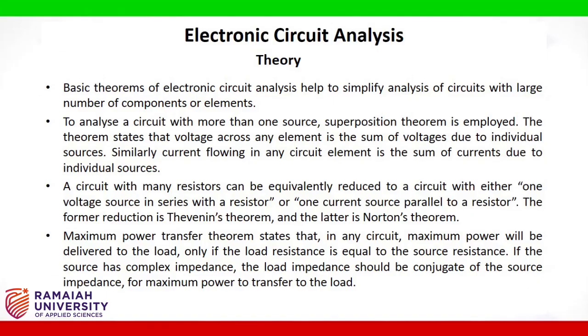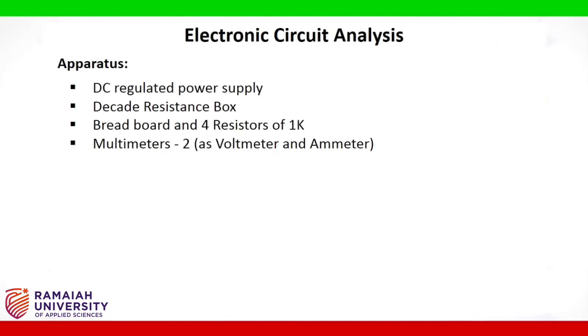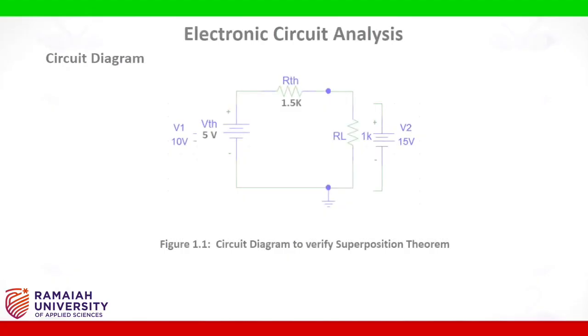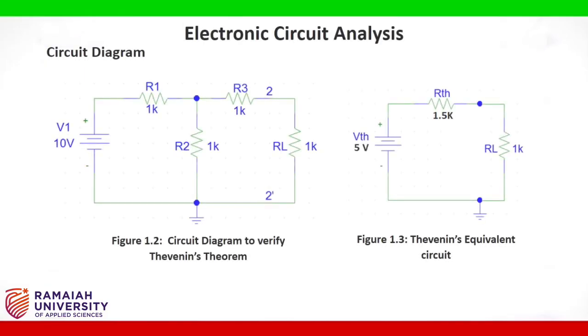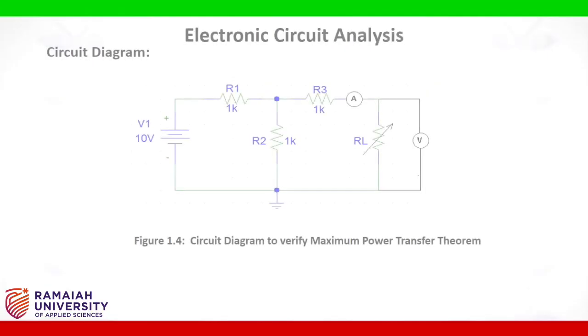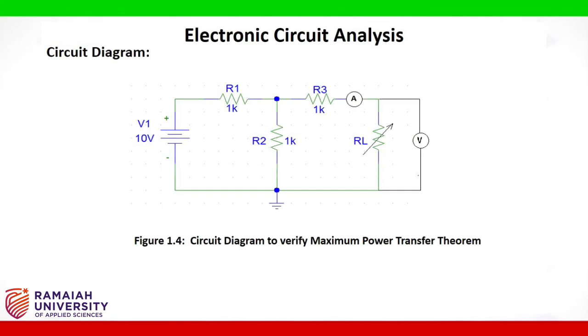transfer to the load. The apparatus required to conduct the experiment are DC regulated power supply, decade resistance box, breadboard, 4 resistors of 1K, 2 in number, a voltmeter and an ammeter. The circuit diagram for verification of superposition theorem is as shown in figure. The circuit diagrams for verification of Thevenin's theorem are as shown. The circuit diagram for verification of maximum power transfer theorem is as shown in the figure.